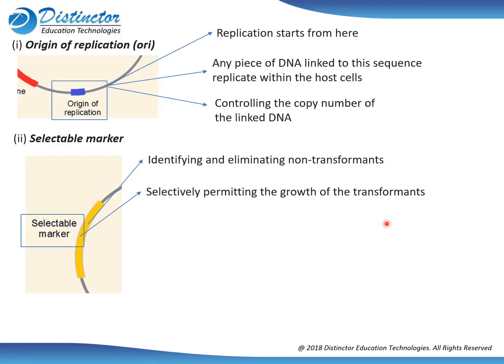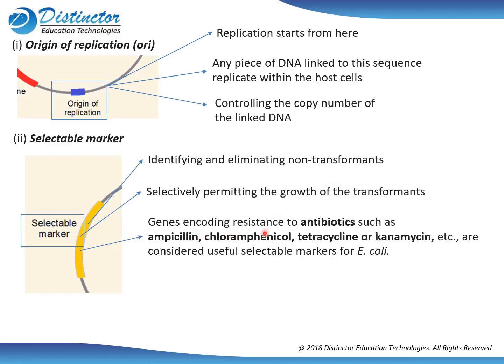Likewise, a transformant is a bacterium or a plasmid which can transform its original property into another property, and one which is not able to transform its property is called a non-transformant. The genes encoding resistance to antibiotics are called antibiotic resistant genes. These genes can confer resistance to antibiotics such as ampicillin, chloramphenicol, tetracycline or kanamycin. So these are some of the antibiotics.